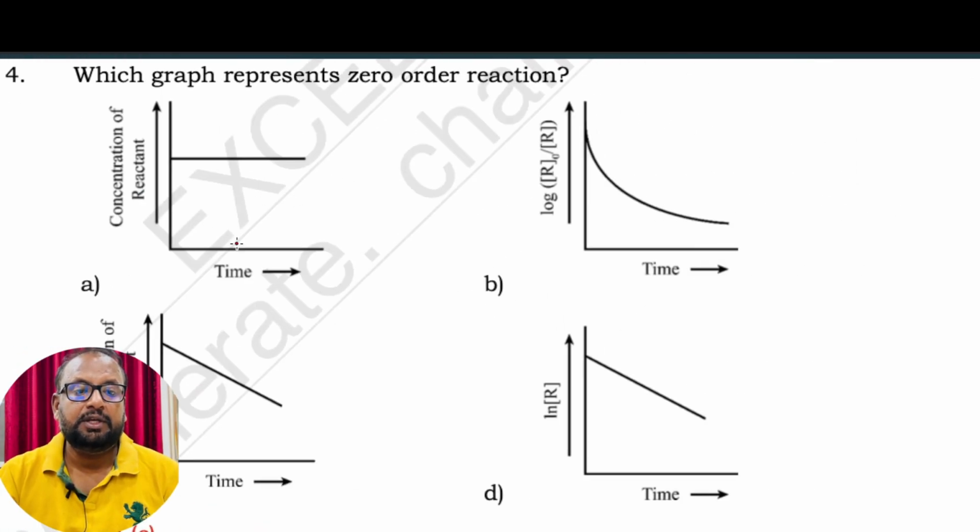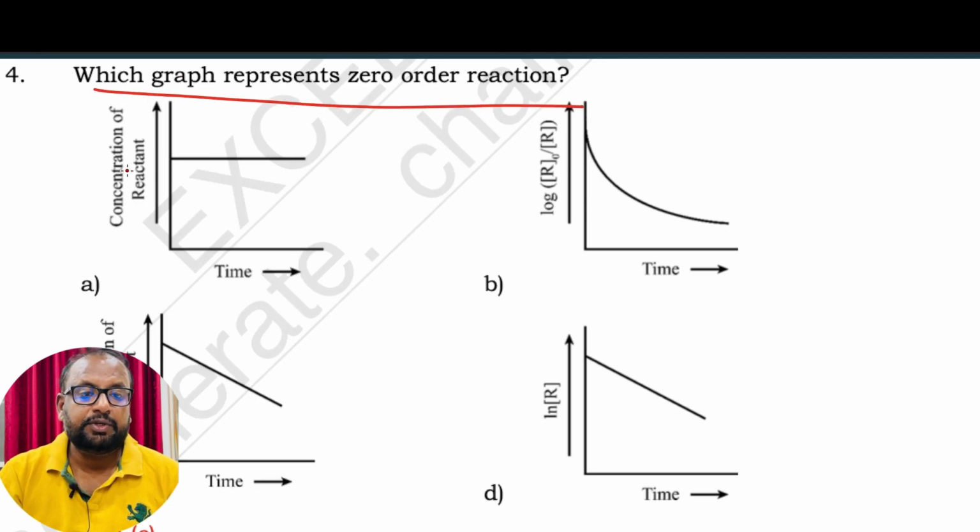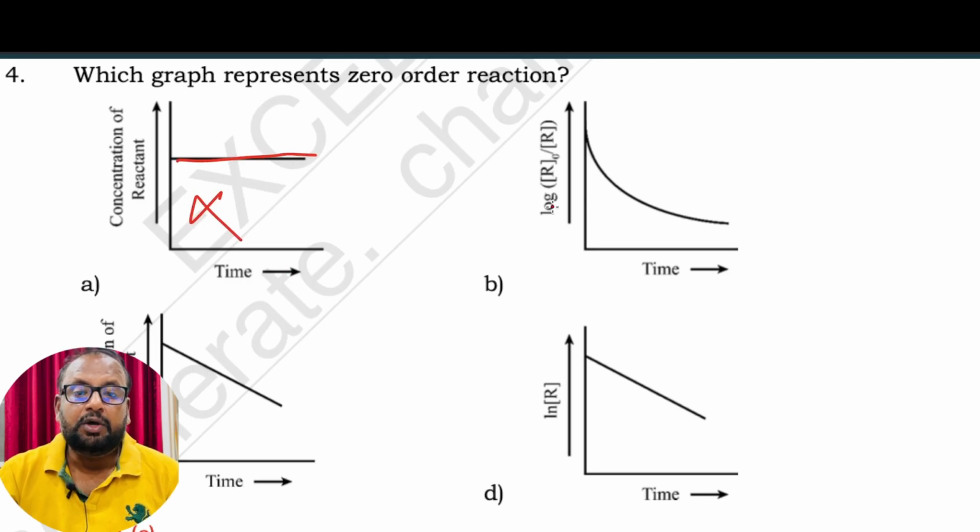I will go to the next question. Which of the following graph represents the zero order? Here the graphs are different. Even the y-axis things are also different for each case. From this question, it's very clear that here the concentration of the reactants is parallel to x-axis. This is not our answer. Log R naught by R, this talks about the first order reaction. Our answer is C for this question.